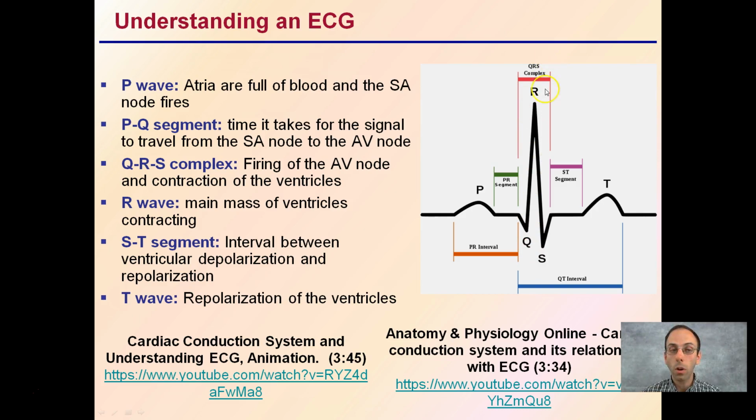Continuing on that, we have the QRS complex, and that's the firing of the AV node and the contraction of the ventricles. Keep in mind the ventricles have to pump blood all the way to the lungs and the body. That's why we see this large peak there. The R wave is the main mass of the ventricles contracting. So specifically within the QRS complex, that R wave is the main mass of the ventricles contracting, followed by the ST segment located here. It's the interval between the ventricle depolarization and repolarization. This is a flat region. Okay, not much is happening.